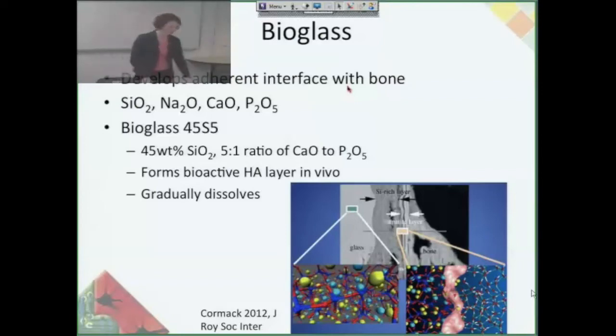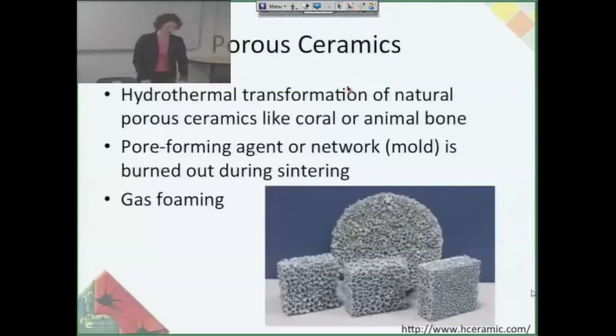And it gradually dissolves, so that's nice too, that it has the potential to be replaced with normal bone. Porous ceramics are another really active area of research, where the idea is to try to control the pore size and the structure to maximize bony ingrowth. Porous ceramics are often used as the coating of metallic implants in order to maximize bony ingrowth, and they're prepared by sintering a ceramic in a mold that you later burn out in heat processing treatments, or just in gas foaming.